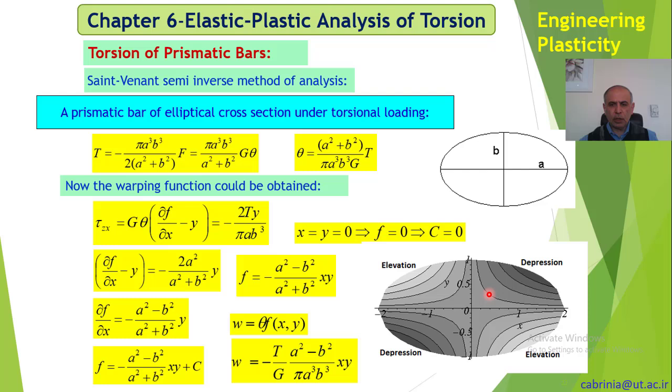So you can draw a three-dimensional shape of the elliptical cross section, depending on T, and of course the shape, and G also, the material.